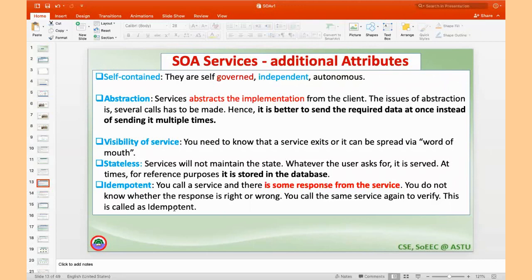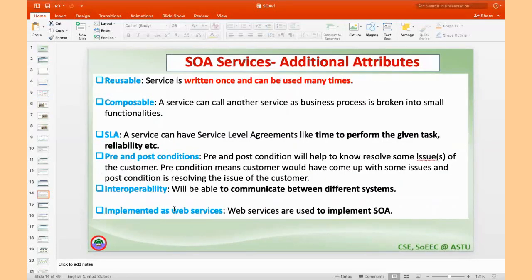Idempotent is nothing but consistency. If you invoke a particular service a number of times with the same kind of inputs, you should get the same kind of output. The result should be consistent. You should get the same output for the same kind of inputs, right? And another one is reusable. These services should be more reusable, and they should be composable.